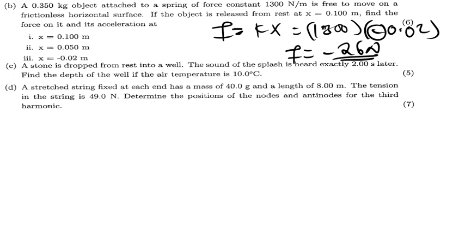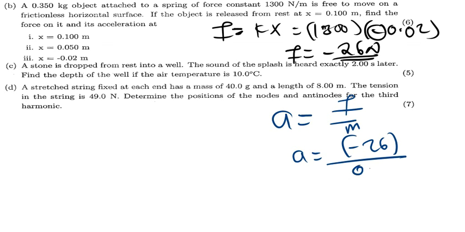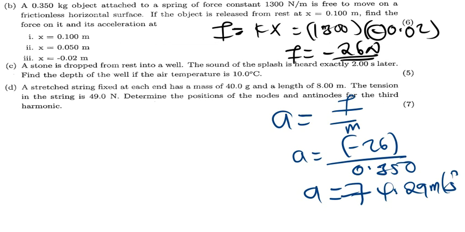What does it mean? This negative just shows that the object is now going in the opposite direction. Now, how can we find the acceleration? Acceleration is equal to the force divided by the mass. The force is negative 26, the mass is 0.350, so we divide 26 by 0.35 and end up with negative 74.29 meters per second squared.